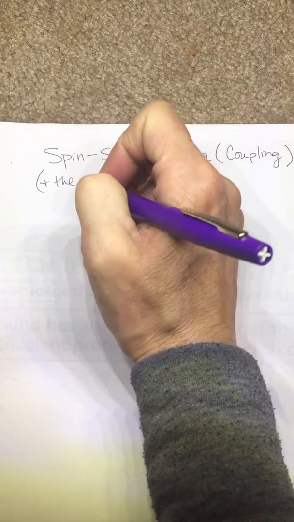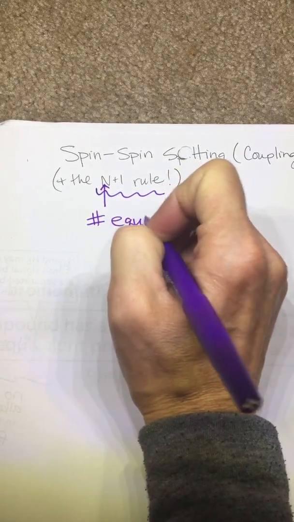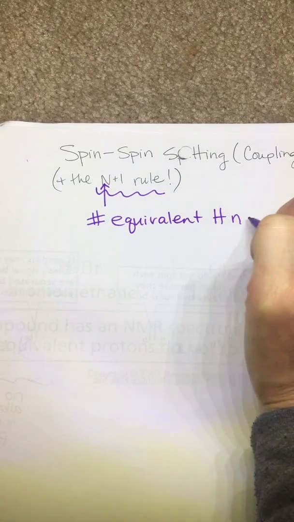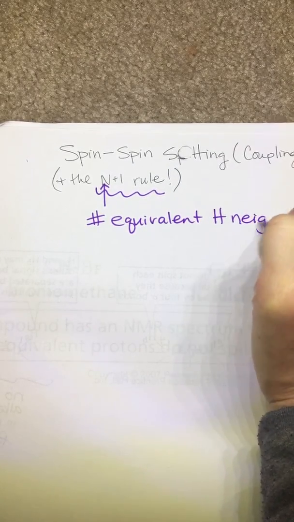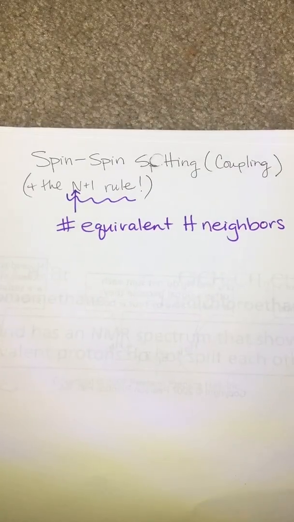So spin-spin splitting, or coupling, is also called the N+1 rule, where N represents the number of equivalent hydrogen neighbors. And we'll explain a little bit more about that in just a little bit.